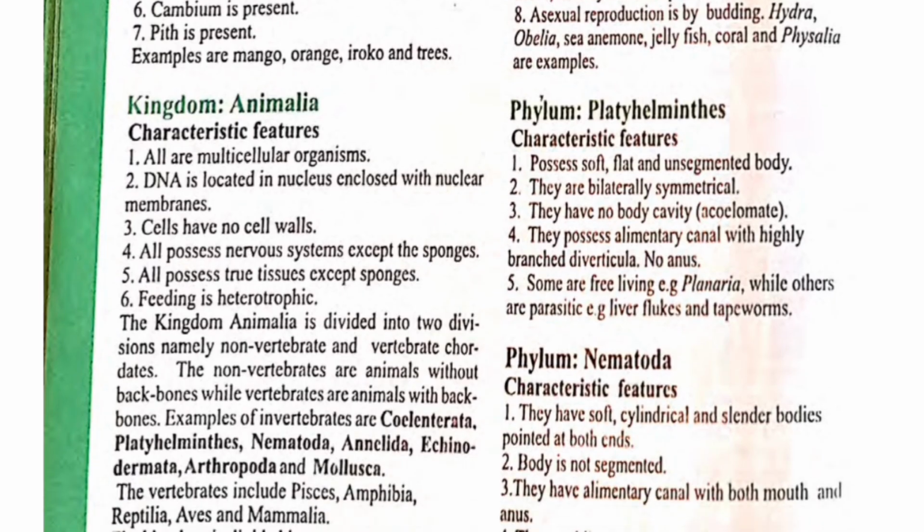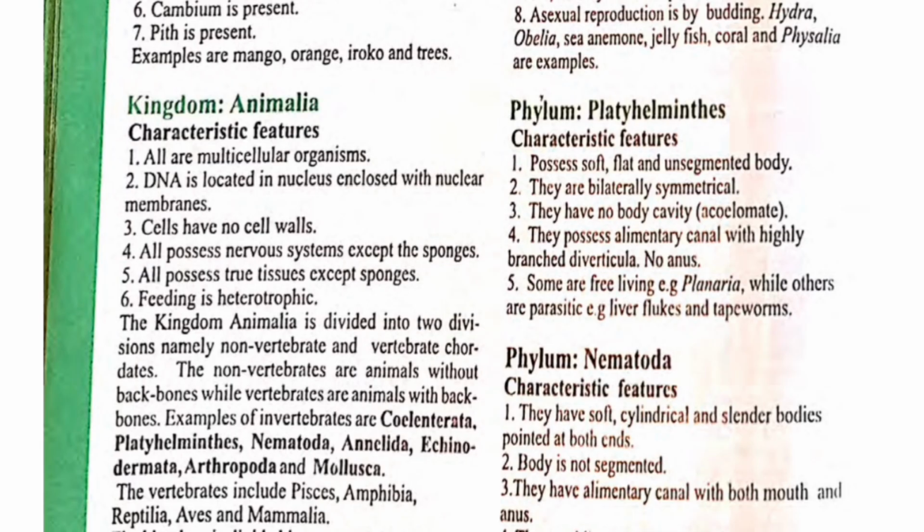So lastly, kingdom Animalia. Characteristic features: all are multicellular organisms. They are eukaryotic, so DNA is located in the nucleus, enclosed with nuclear membranes. Their cells have no cell walls, just cell membranes. All possess nervous systems except the sponges. All possess true tissues except sponges. Feeding is heterotrophic. The kingdom Animalia is divided into two divisions, namely the non-vertebrates and the vertebrates, or chordates. The non-vertebrates are animals without backbones. The vertebrates are animals with backbones.